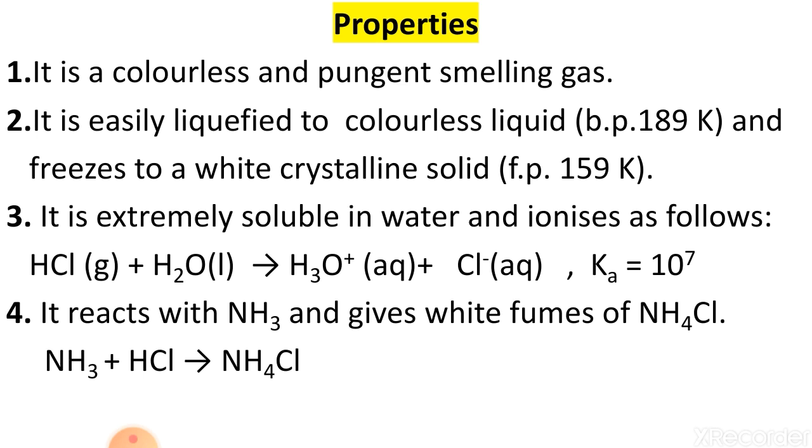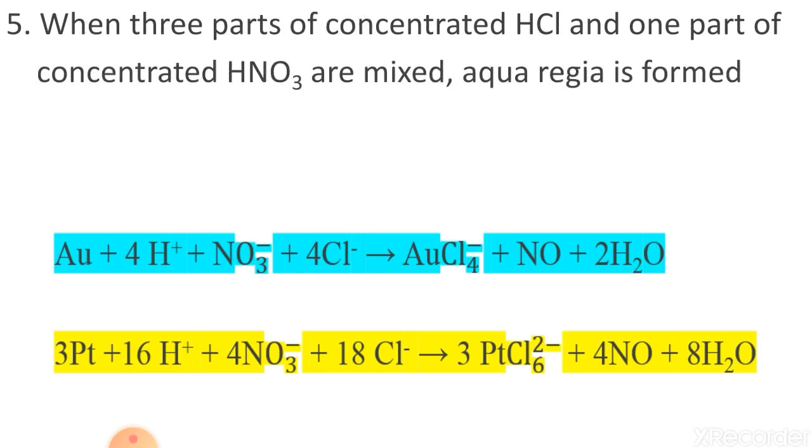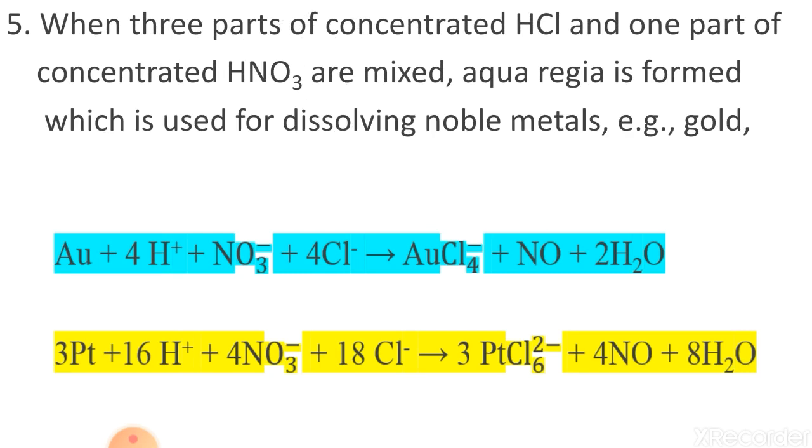So this is some more property of HCl. Now dear students, let us focus on some chemical properties of HCl. When 3 parts of concentrated HCl and 1 part of concentrated HNO3 are mixed, this forms aqua regia.